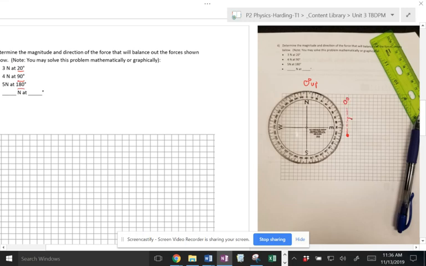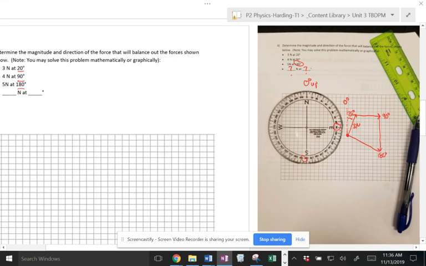So I'm going to measure over 20 degrees, and I'm going to have my 3 Newton arrow, and then I've got 4 newtons at 90 degrees. If 0 is up, you can see 90 is over to the right. And then I've got 5 newtons at, circle it here, 180. 180 is opposite of up, so that's going to point like this. And then I'm looking for what is the force and angle here.